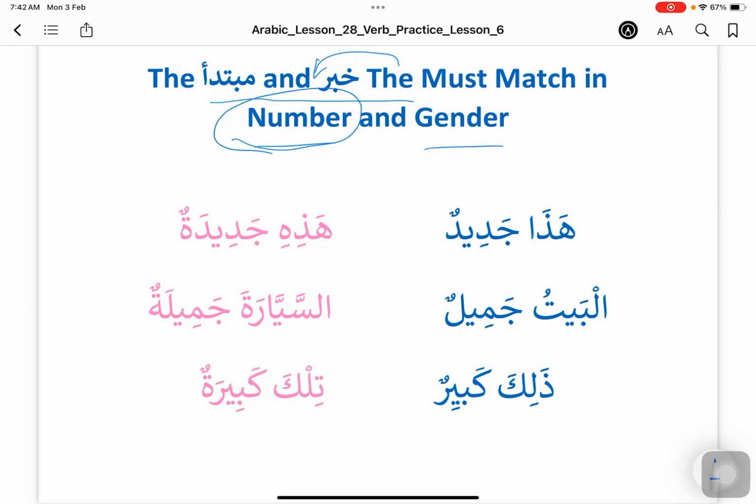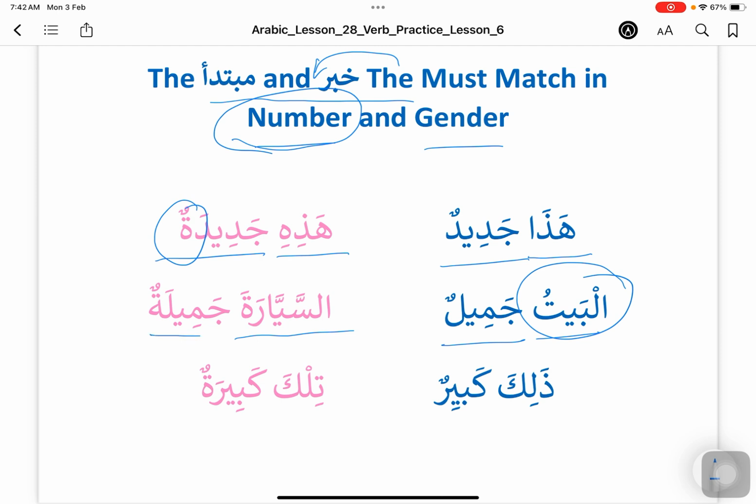So if we say this is new for male objects, we would say hada jadidun. This is new. Hadihi jadidatun. See this feminine ta marbuta. Hadihi jadidatun. This is new if it's a feminine object. Al-baytu jamilun. Al-bayt is male. As-sayyaratu jamilatun. The house is beautiful. The car is beautiful. The car is a feminine object, so we use jamilatun.